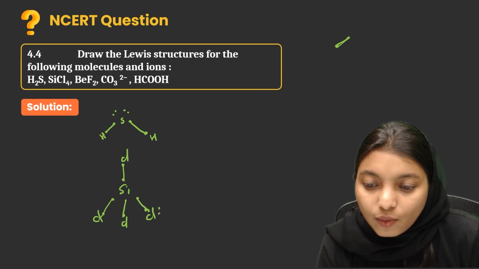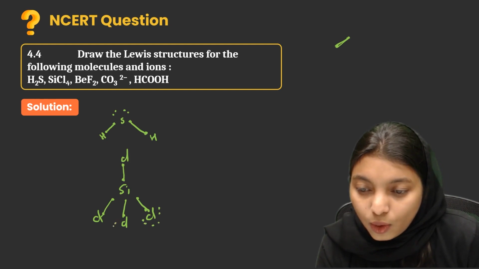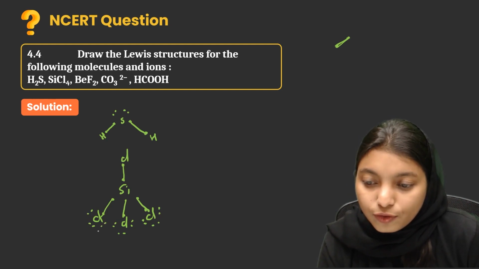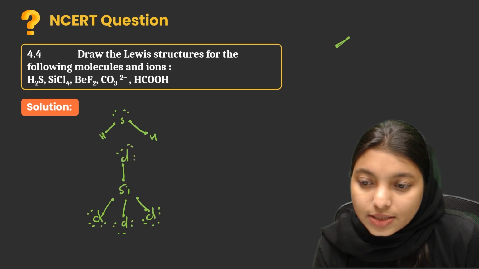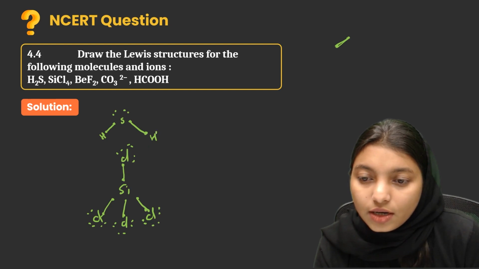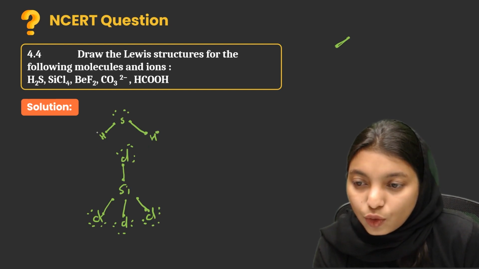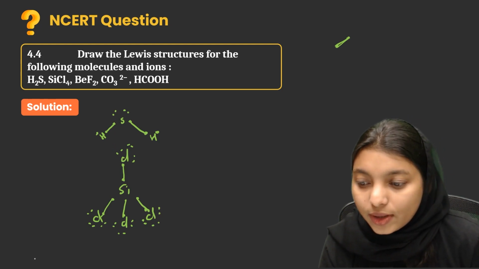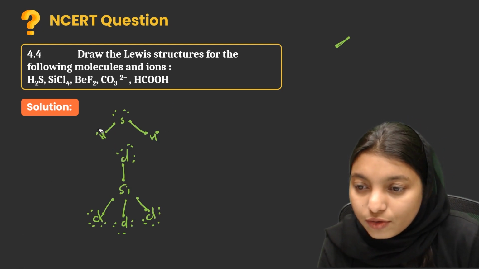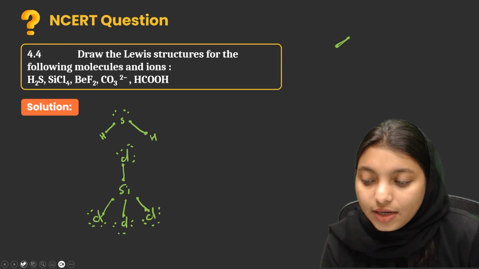Chlorine has here 1, 2, 3, and the same on each. So 2, 4, 6, 8 for each chlorine. Now here for hydrogen, I have to write 1 more electron here. Okay, I hope you got this one. For hydrogen there is no need of that electron. Only 1 electron hydrogen has, right?